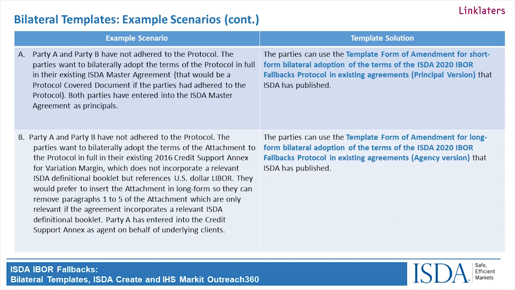So in this case, counterparties could implement the fallbacks in their legacy CSA by using the long form template form of agreement and removing paragraphs 1 through 5. And in this example, Party A is an agent that has entered into the CSA on behalf of underlying clients. So they would use the agency version of the long form amendment.